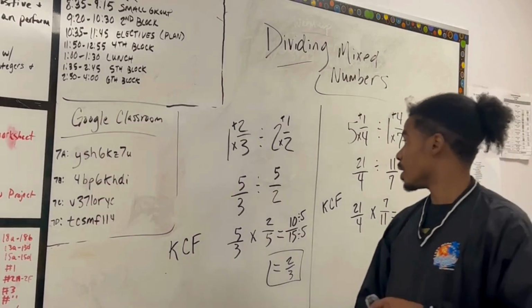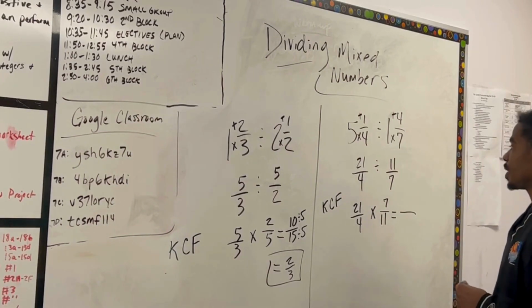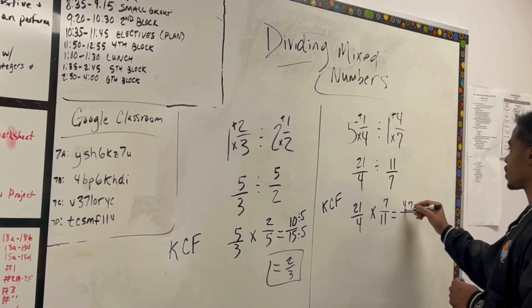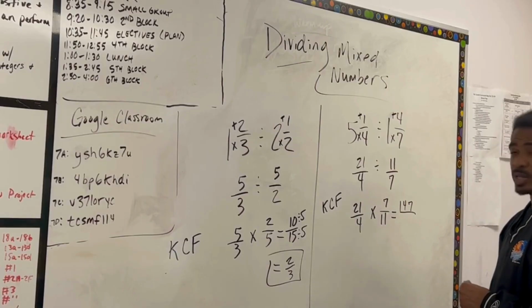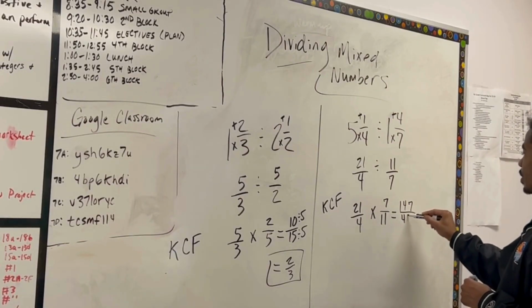Now let's try this. We got 21 times 7. What would that be? 1 times 7 is 7. 2 times 7 is 14. So it'll be 147. 4 times 11 is 44.